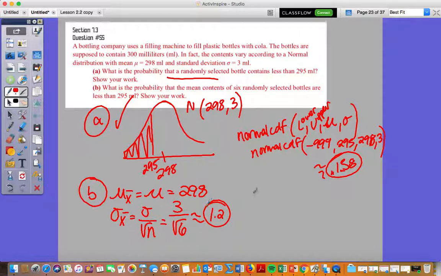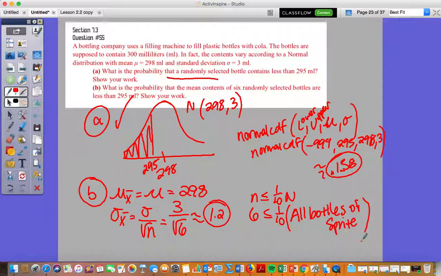Great job, Catherine. So n is less than or equal to 1/10 of big N. What is little n? 6 is less than or equal to 1/10 of a lot, all bottles of cola. I'm a Sprite guy, so I'm going to say Sprite. Okay, so that's what we would put here, and we would say that this does satisfy it. Therefore, we can use this.